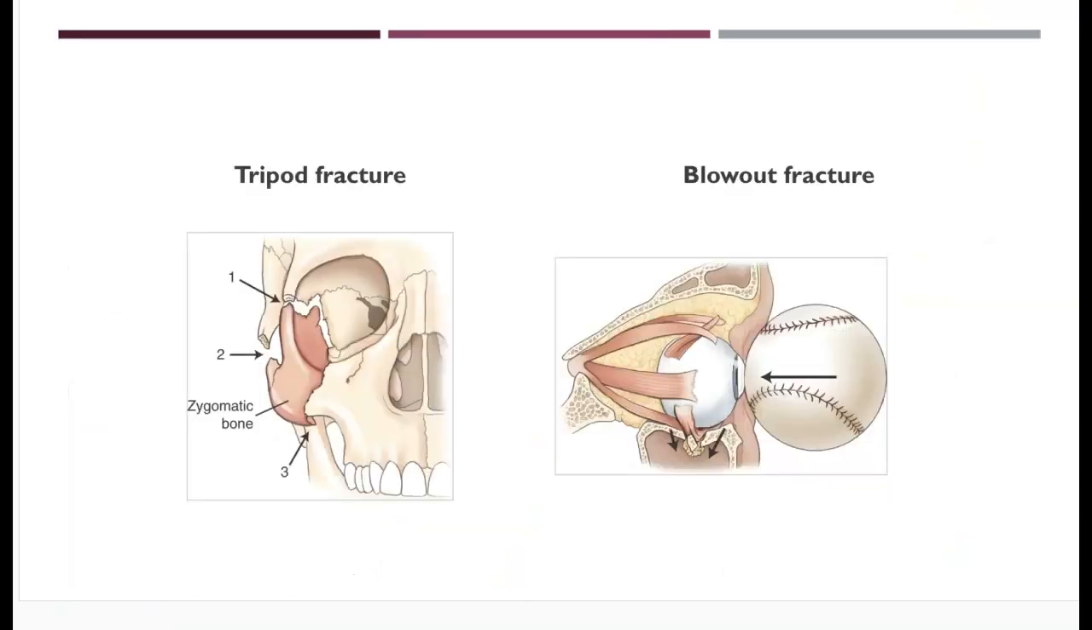And lastly, this slide is just showing you 2 pretty common orbital fractures. Most common one probably is the blowout fracture, pretty much where you get hit, punched, kicked, I don't know what, in the eye, pretty much blows your eye out. And then the one on the left-hand side is what we call a tripod fracture, where it's pretty much breaking in 3 different areas.